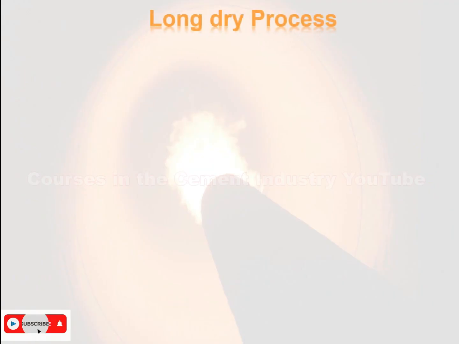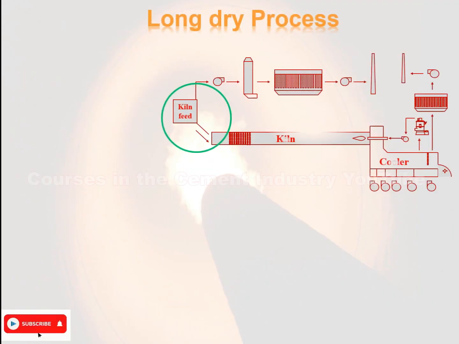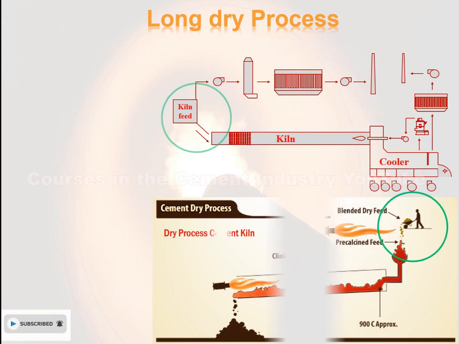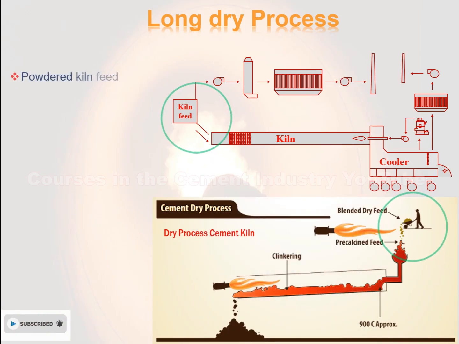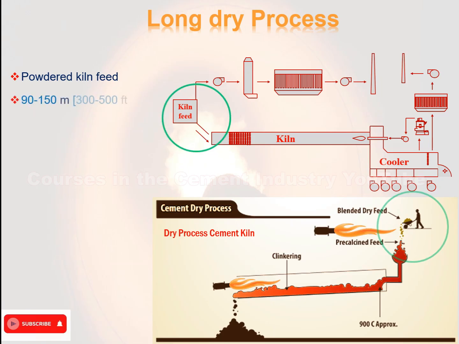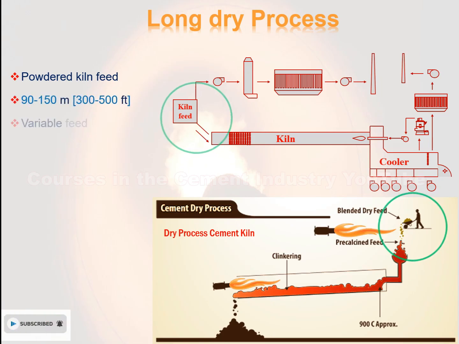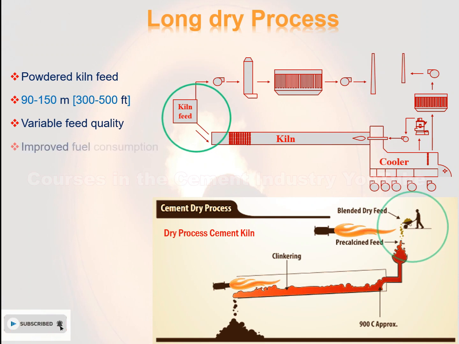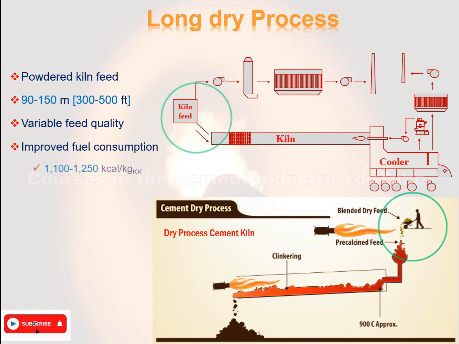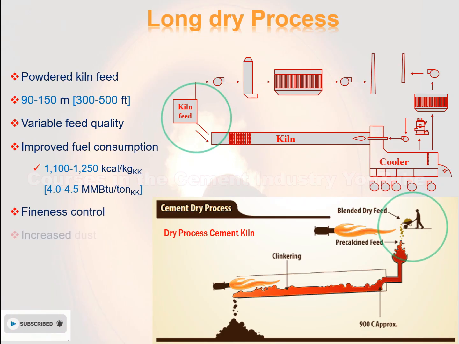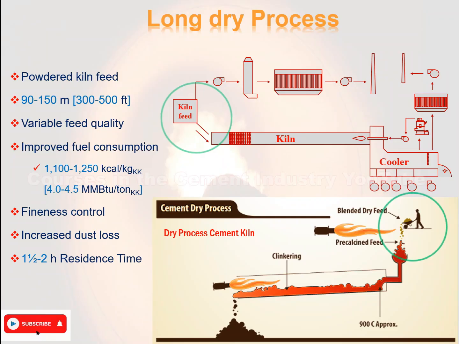2. Long dry process. One of the most important characteristics of this method is powdered kiln feed. The length of the rotary kiln is shorter than the wet process: 90 to 150 meters. Variable feed quality. Improved fuel consumption: 1,100 to 1,250 kilocalorie per kilogram. Fineness control. Increased dust loss. 1.5 to 2 hours residence time.